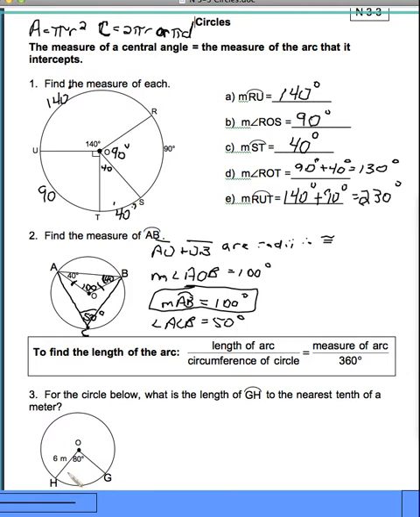So we're looking for the length of arc GH. Well, we know this arc measure is 80. We know that the radius is 6 meters. So looking at this formula, the length of the arc, that's in meters, over the circumference of the circle. Well, the circumference is equal to 2 pi r. So that's going to be 2 times pi times 6, or 12 pi. Okay?